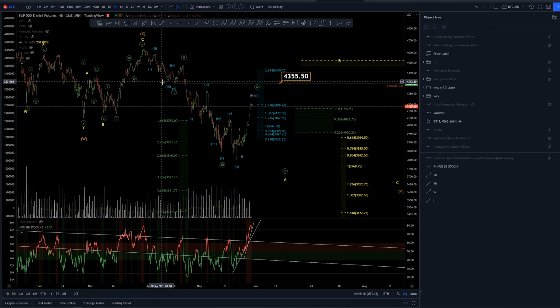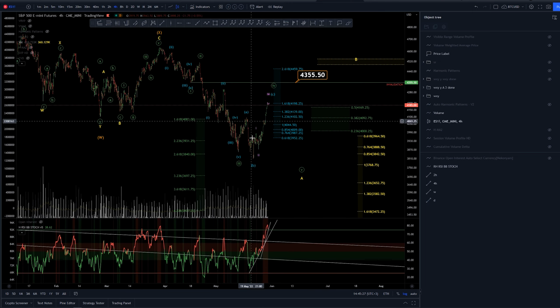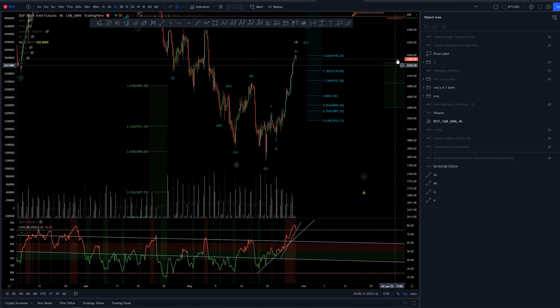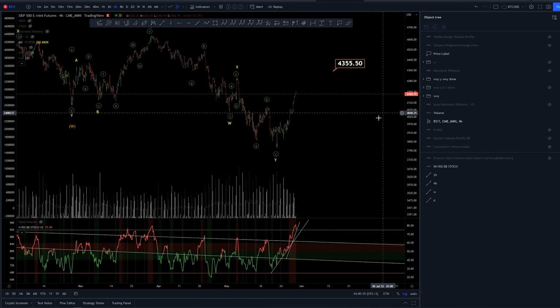The first leg here is a bit different looking than in the SPX, but again we can fit 5 waves quite nicely here. Yeah, that is basically the first scenario. Let's take a look at this overall again of the second option here.